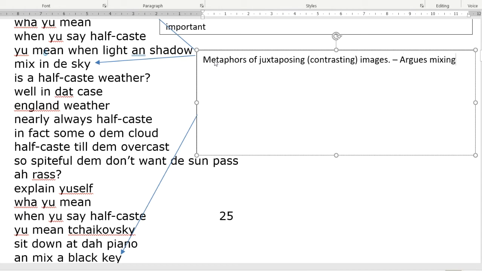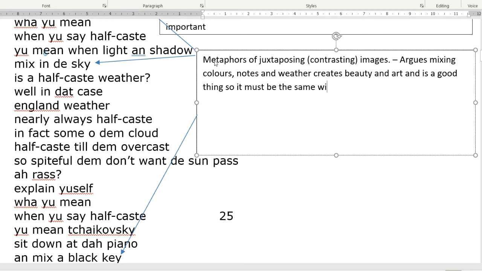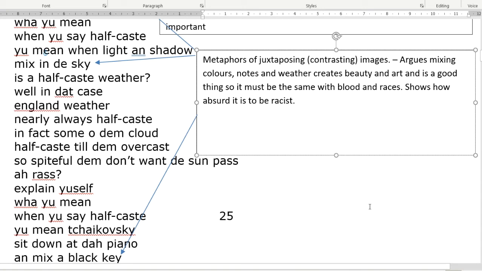So what he's doing here with all three of these images is he's arguing that, in everyday life, when we mix colours and notes and the colours of the sky and the weather, it's a good thing and it's seen as beautiful. So surely this must also be the case with blood and races too. And so therefore he's saying it's absurd that people have been racist to him for being mixed race. And so we're realising how unacceptable those derogatory terms like half caste are.